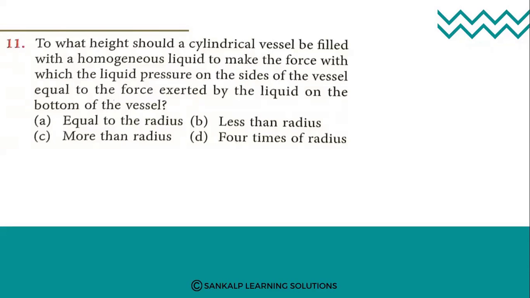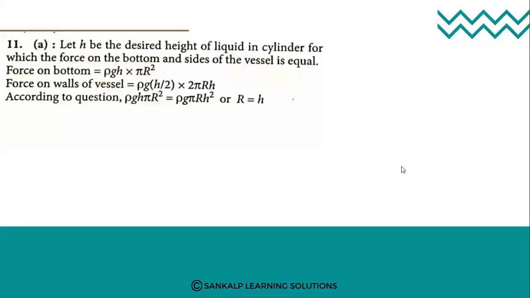Here option A is the right answer, that is equal to the radius. Suppose h is the desired height of the liquid in the cylinder for which the force on the bottom and the sides of the vessel are equal. So you need to consider h is the height up to which the liquid must be raised here, so that the force on the bottom and the side will be equal.